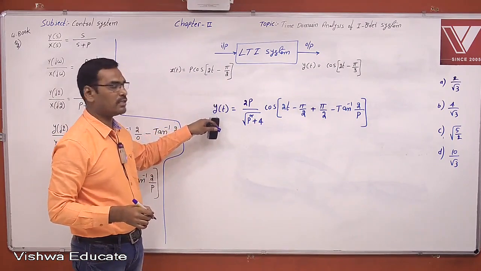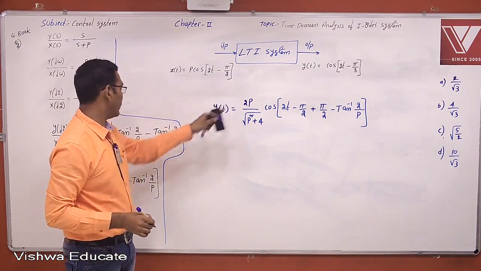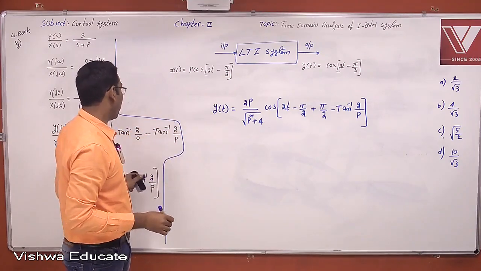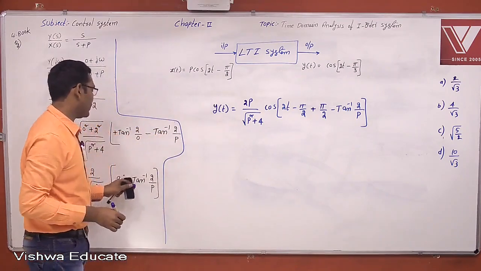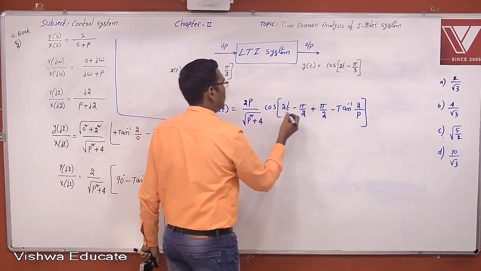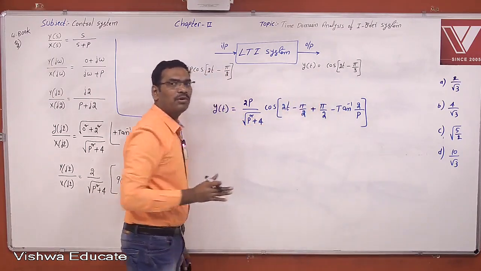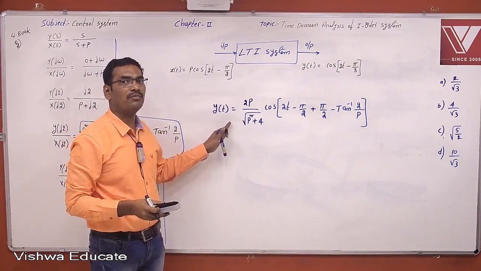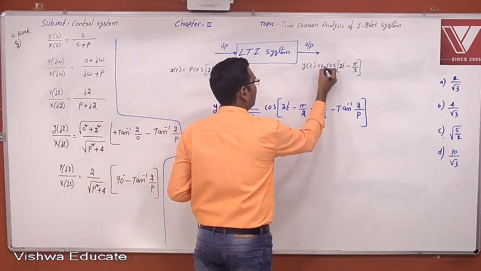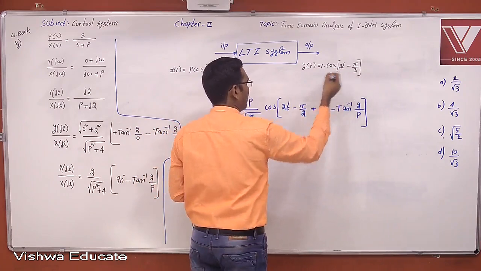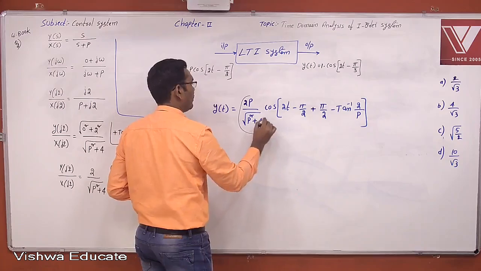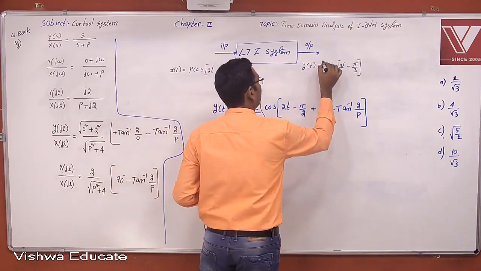This is the sinusoidal response. Now p is multiplied with 2 by square root of p square plus 4 and 2t minus pi by 2, and that is added with 90 degrees minus tan inverse 2 by p. Now this is the actual output what we are getting, and this is the output which is already given in the question. So you can compare the magnitude, or you can compare the phase angle, whatever is your wish. This is the output I can get, and this is the output given.